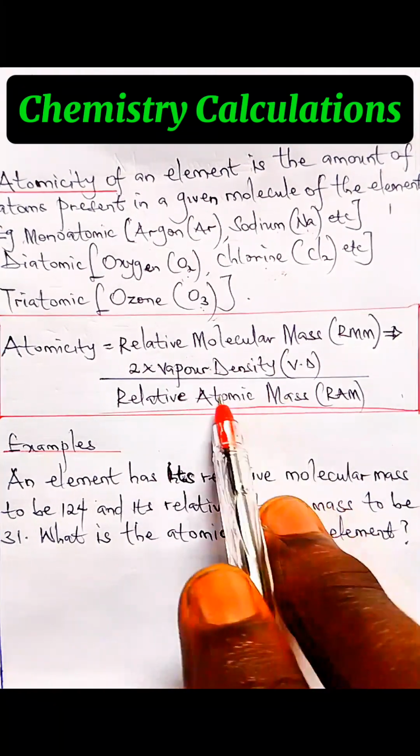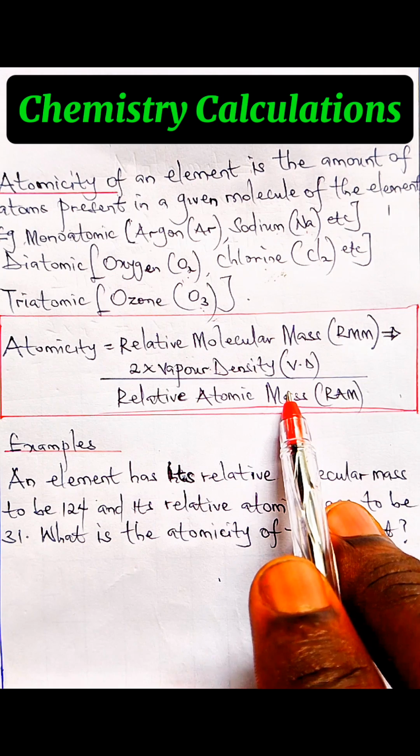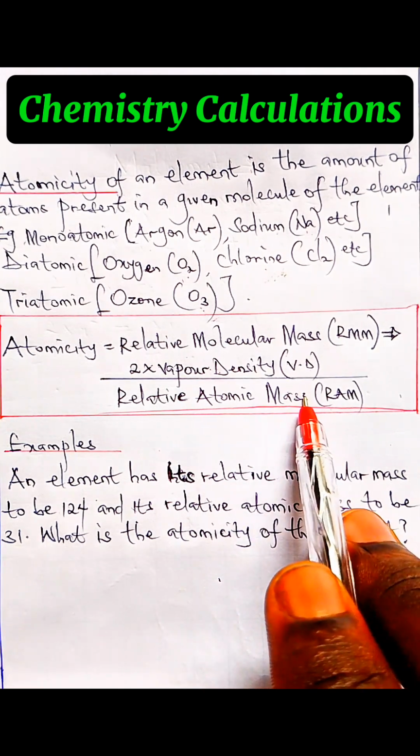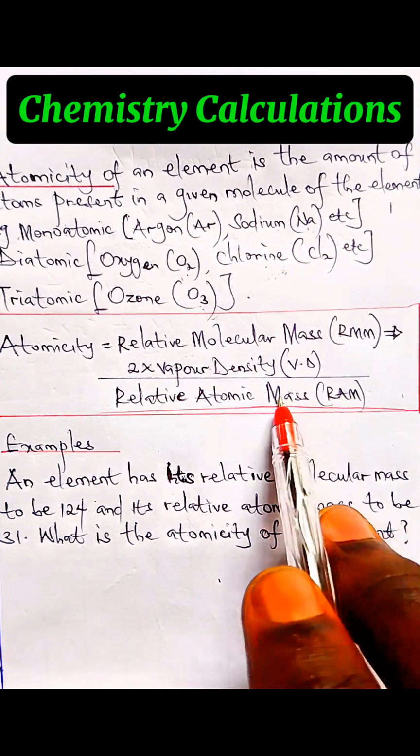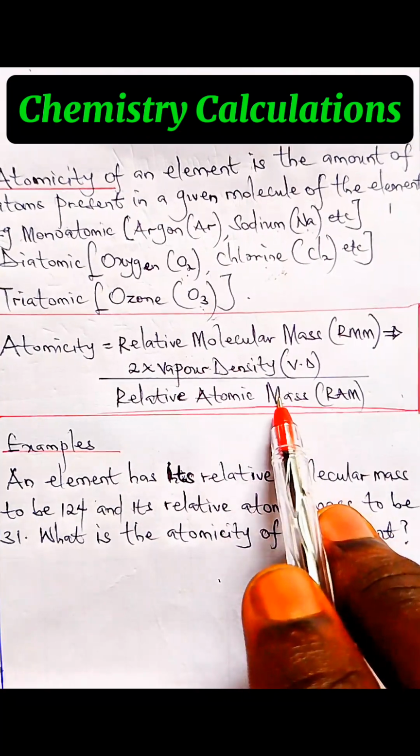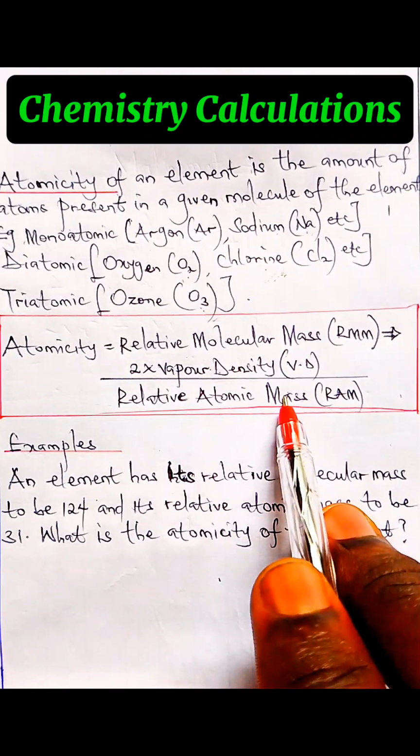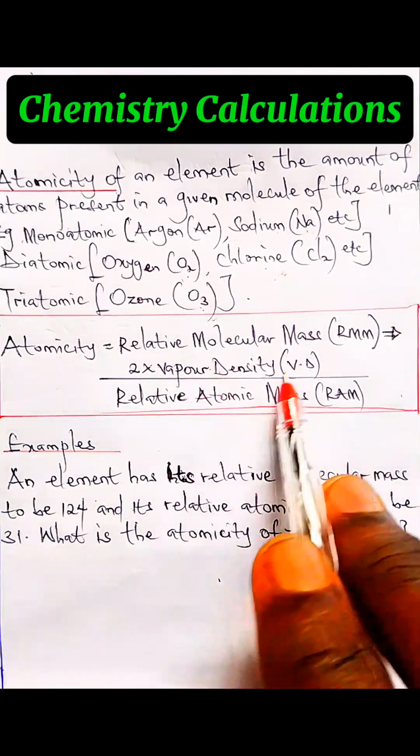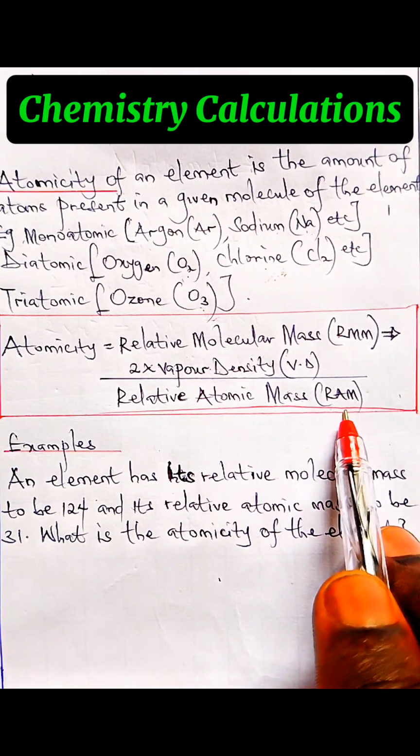The next we have is relative atomic mass. Now what's relative atomic mass? Relative atomic mass is simply the mass of an atom in comparison with 1 atom of carbon-12. So that's what that is. So atomicity is RMM over RAM. So look at this example.